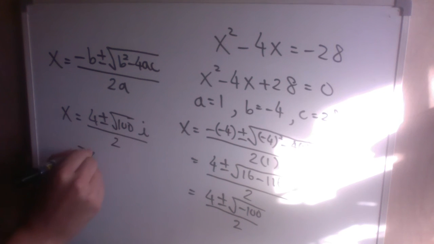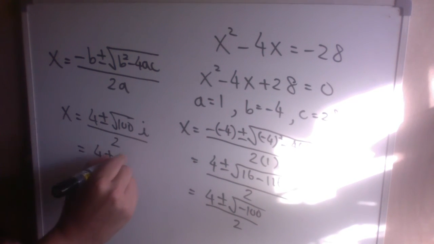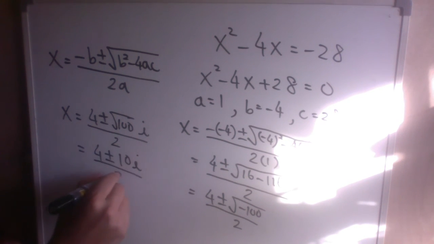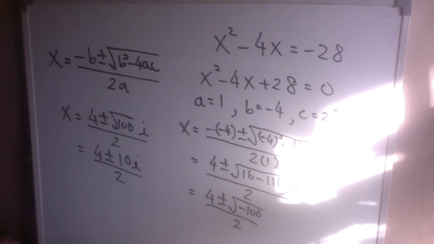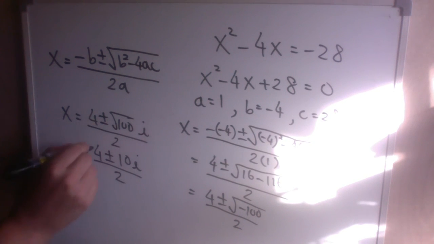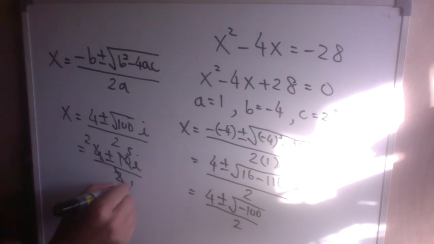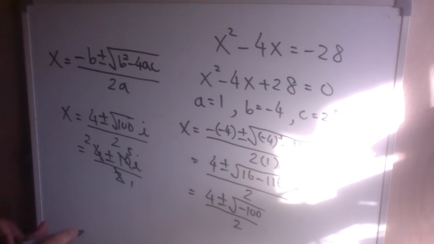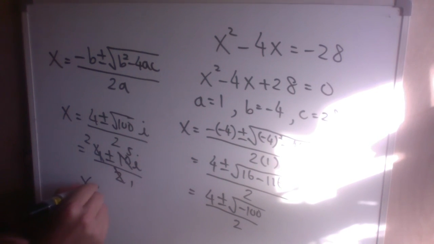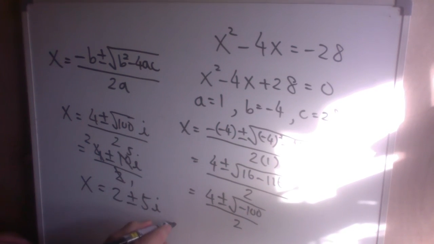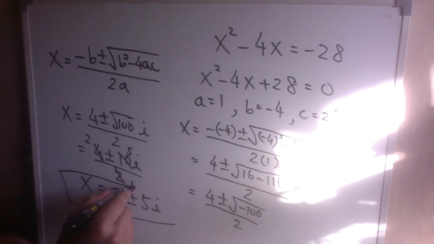So this is equal to 4 plus and minus the square root of 100, that's 10, and that is just 10i, over 2. So we can divide everything by 2. So this is going to be 2, and that's going to be 5, and this is going to be just 1. So our solution is x equals 2 plus and minus 5i. And that is our solution.